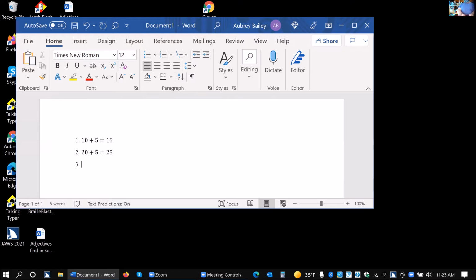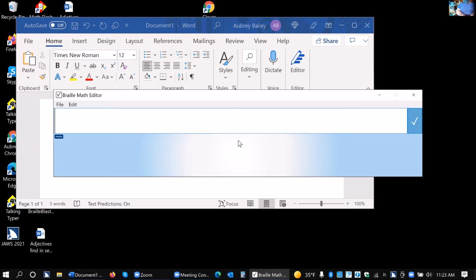What's the command to go into the Braille math editor? Braille math editor. Equation edit. Type in the math expression. Period. Press insert plus F1 for more help. Period. Okay. This time I want 30 plus 6.